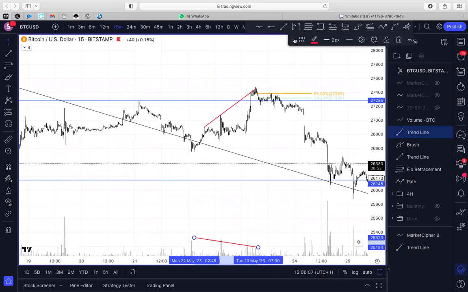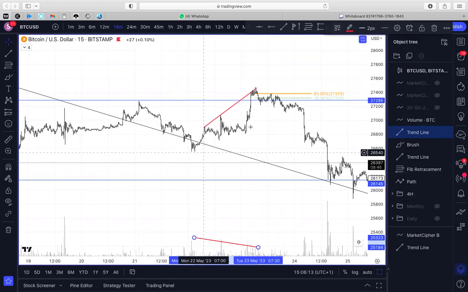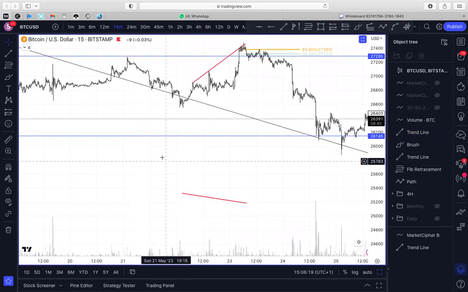You can see as price goes up, volume goes down. This is called a bearish divergence. And also what I like to do is use an indicator called Market Cipher. And Market Cipher has done me well over the years.